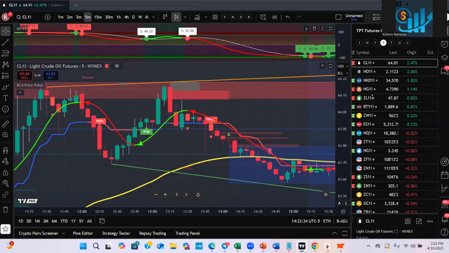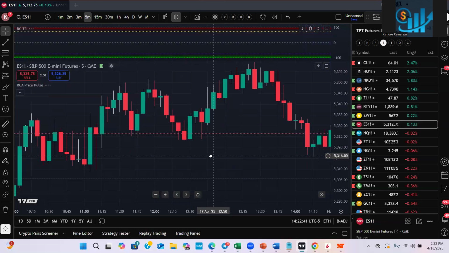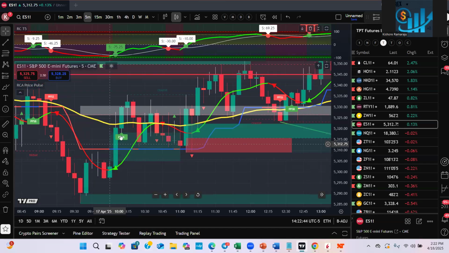So for example, let us look at ES. You got a price pulse strong buy. Right here also it is green. But you see there is a lot of gap here. The proximity between your candle, that means you are getting the price pulse strong buy somewhere here, that means you are very far away from the T5 and price pulse line. So price will always come back. Don't try to buy here.